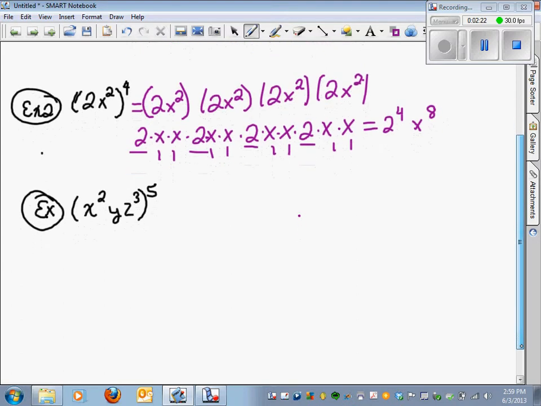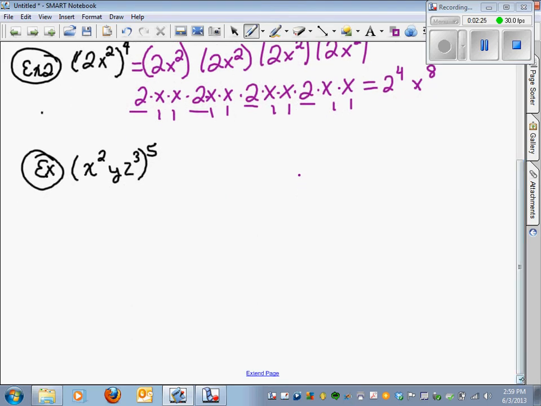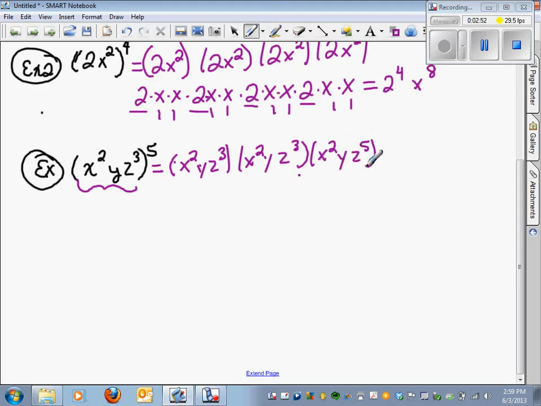Let's look at one more example. The third example, x squared y z to the 3rd raised to the 5th power. So this entire x squared y z to the 3rd has been raised to the 5th power. So we have this thing 5 times: 1, 2, 3, 4, and 5.